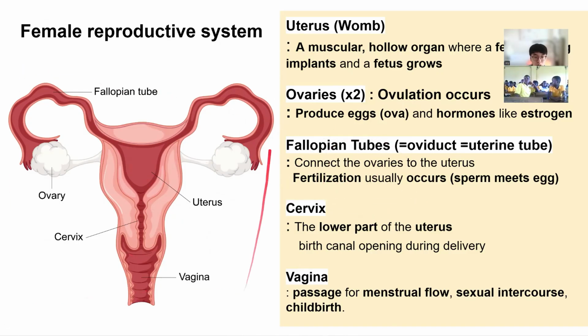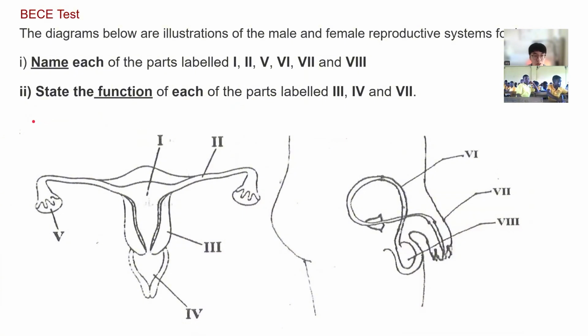And here is the overall structure. You can look on the left, the diagram over here. But I think I have a better structure over here. This one is moving into the BECE test. So there is quite a lot to name and label. Can you guys name each of the parts labeled 1, 2, 5, 6, 7, and 8? So what is 1? What is this structure called?